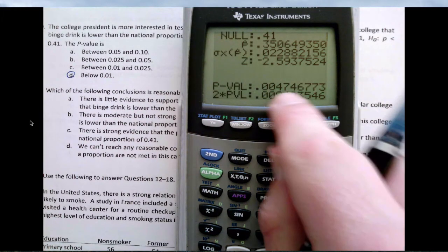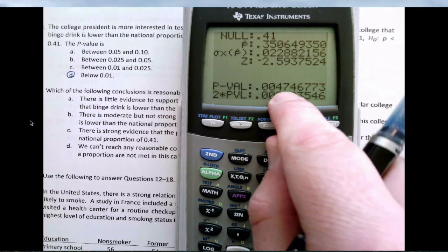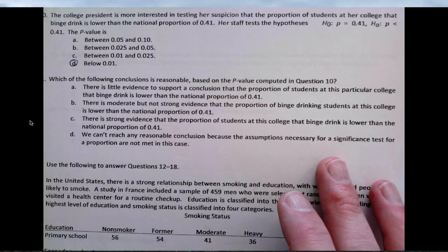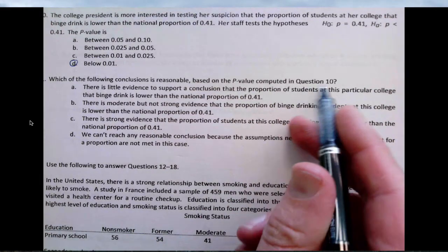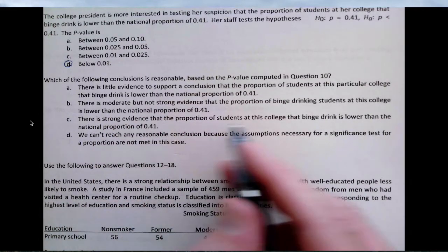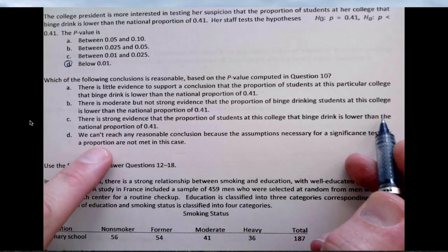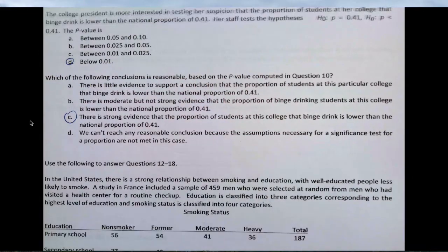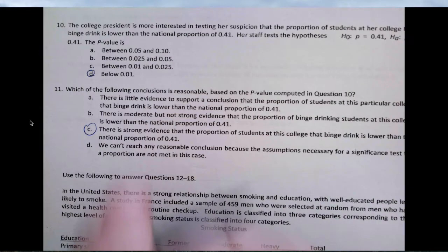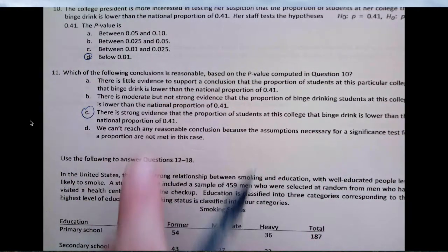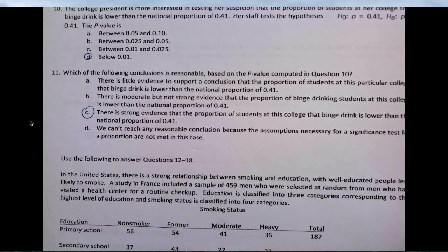So the p-value here is a one-sided value, and that's what we ended up with, 0.0047. Which of the following conclusions is reasonable based on the p-value computed in question 10? We have strong evidence that the proportion of students at this college that binge drink is lower than the national average. So we are less than 1% in accepting that null, so we are pretty darn confident that we can reject that. Again, 0.05 is typically the level at which we would reject, so we have very strong evidence.